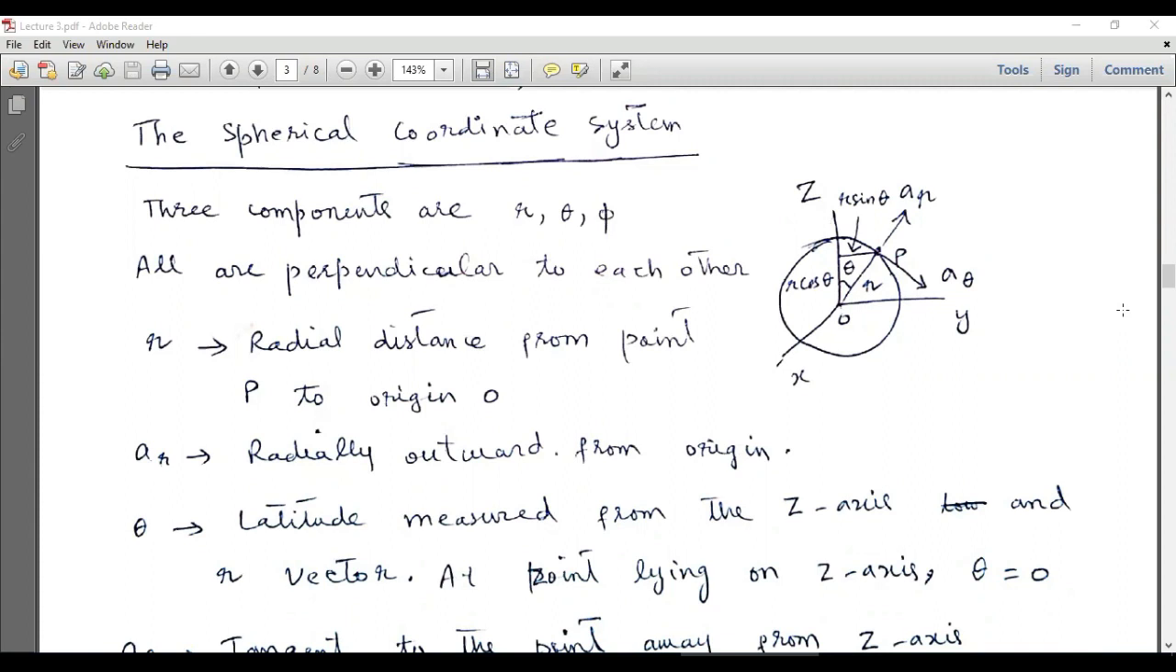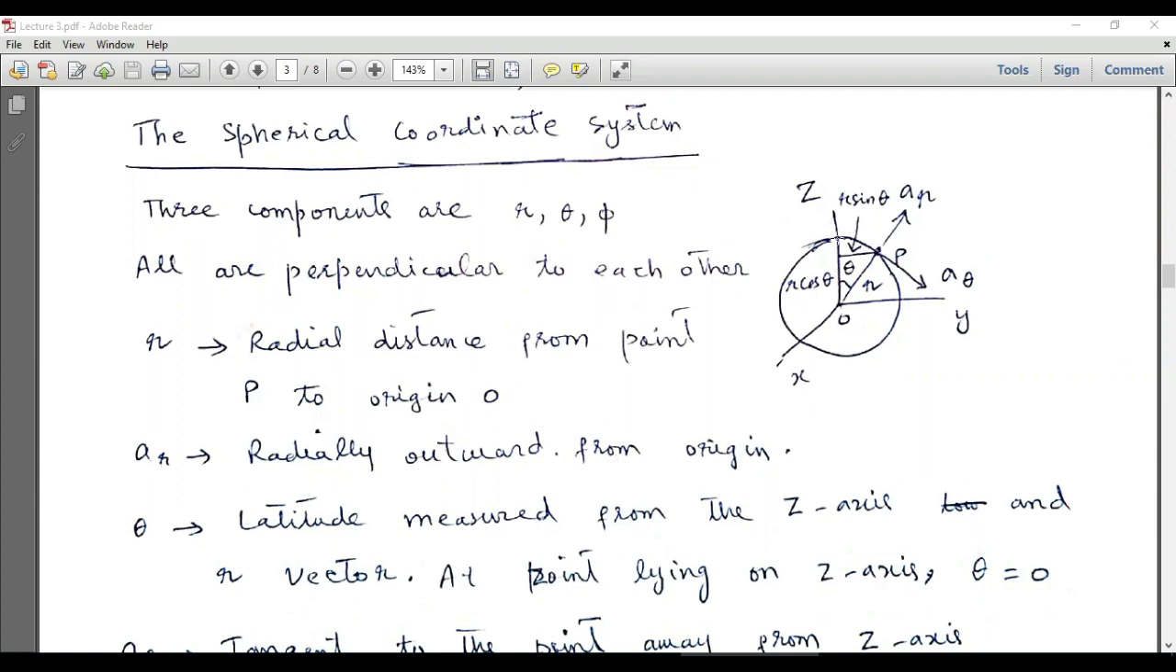In today's lecture, I am going to discuss the spherical coordinate system of vectors. In spherical coordinate systems, there are three components which are r, theta, and phi. All these three components are perpendicular to each other. Here, r is the radial distance of the point from the origin.